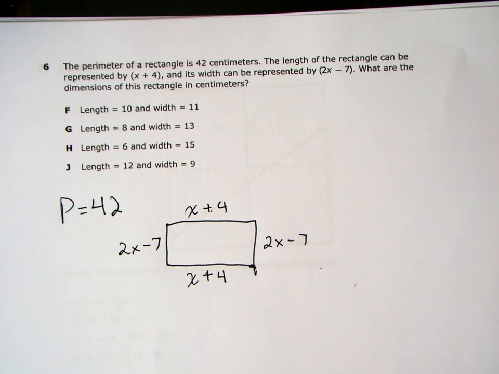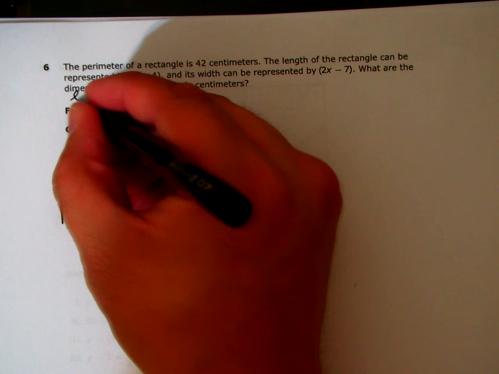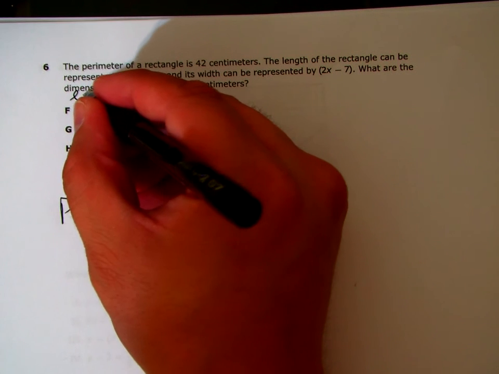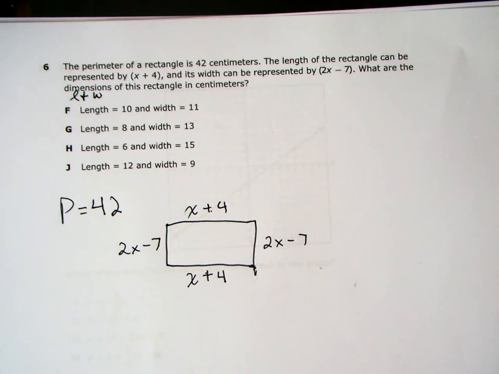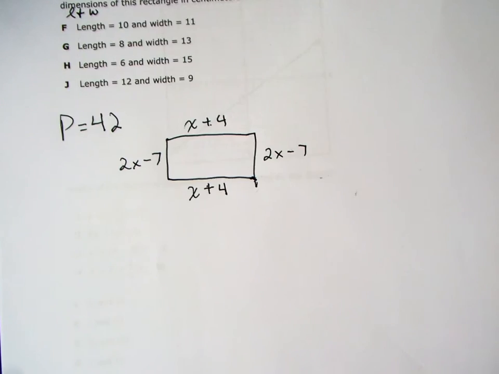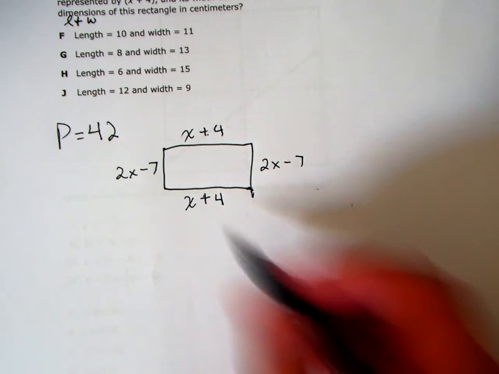Right? So what are the dimensions of the rectangle? Basically, they want to know what are these sides. Dimensions means length times width. The length and the width. Okay? So after that, we're given the perimeter. What does the perimeter mean, y'all? Correct. The perimeter means to add all the sides. Okay? So we're going to add all the sides.